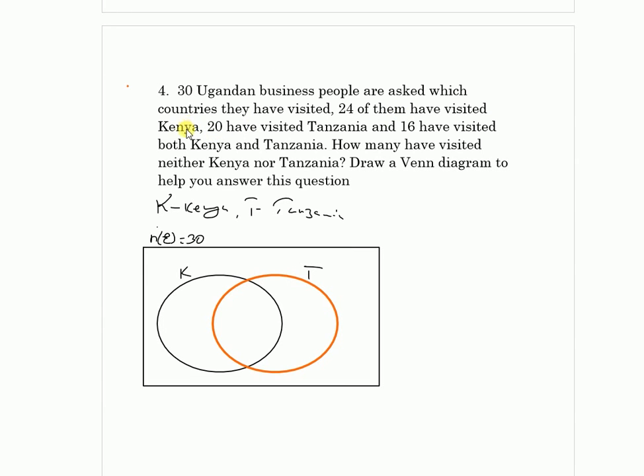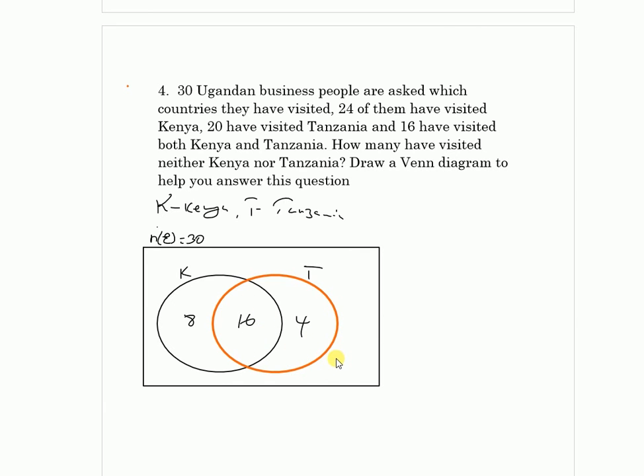24 visited Kenya. Everything inside there is 24, but there are those who visited both. We have 16 here. Now if 24 visited Kenya and this one is 16, this one has got to be 8, such that when I add 8 plus 16, I get the 24 who have visited Kenya. This one is supposed to be 4, so that when I add 16 plus 4, I get the 20 who have visited Tanzania, signified by the orange circle. So this 4 is 20, the total for Tanzania, minus 16, those who visited both.